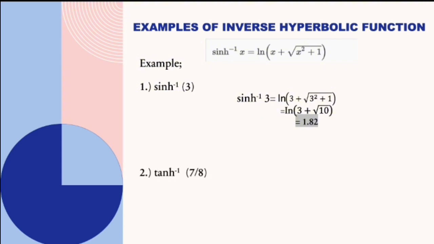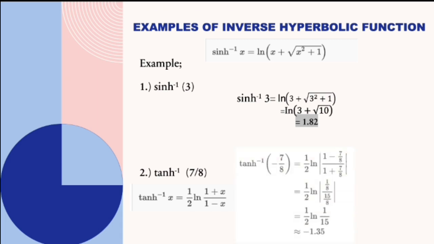The next example is arctanh. The given x is negative 7/8, so we just apply this to the given formula. Arctanh of negative 7/8 equals 1/2 ln((1 - 7/8)/(1 + 7/8)) equals 1/2 ln((1/8)/(15/8)) equals 1/2 ln(1/15). So the answer is negative 1.35.